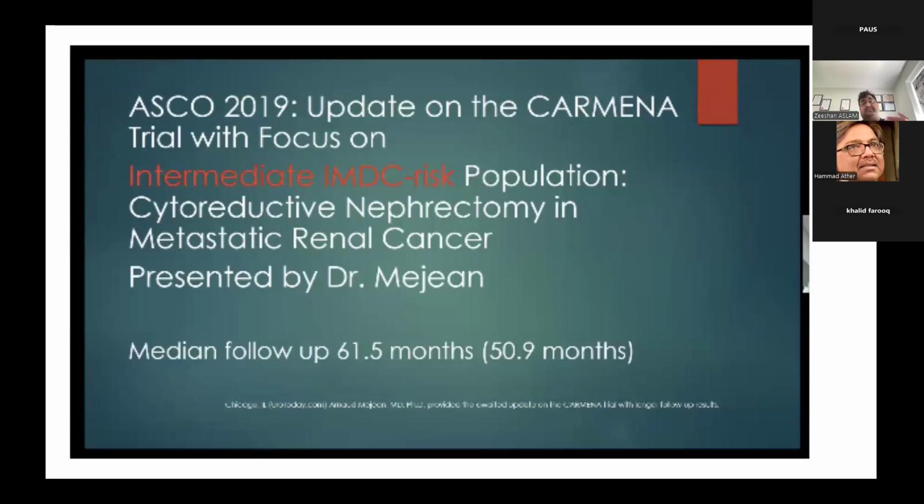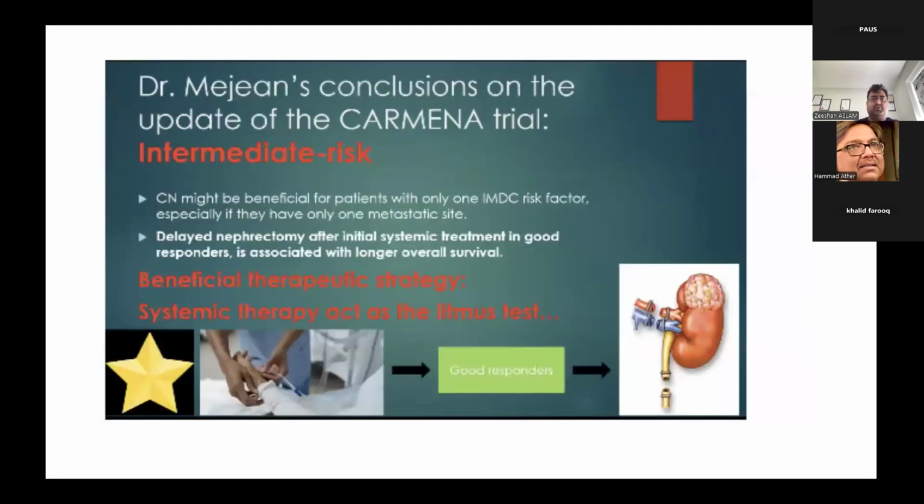So a further subgroup analysis has been done on the CARMENA trial, which was presented at ASCO in 2019. And this is something which is adopted in guidelines now as well, that patients in the intermediate risk group who had only one IMDC factor, as well as only one metastatic site, may still benefit. So rather than having several of those IMDC or MSKCC criteria positive, let's say only their hemoglobin was lower than the normal value, and they only have lung mets, yes, the patient still falls in the intermediate group, but they could still benefit. And delayed nephrectomy after initial systemic therapy in good responders was also found to be associated with longer overall survival. So this has not completely ruled out cytoreductive nephrectomy in a subgroup of intermediate risk disease.